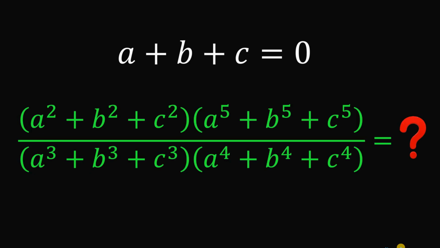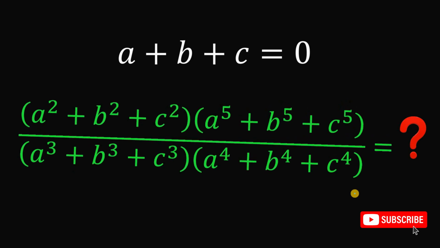Can you solve this algebra challenge? Here's the question. Given that a plus b plus c equals 0, the goal is to find the numerical value of a squared plus b squared plus c squared times the quantity a raised to the fifth power plus b raised to the fifth power plus c raised to the fifth power, all over a cube plus b cube plus c cube, multiplied by the quantity a raised to the fourth power plus b raised to the fourth power plus c raised to the fourth power.